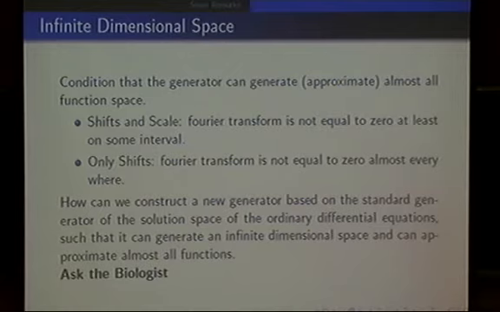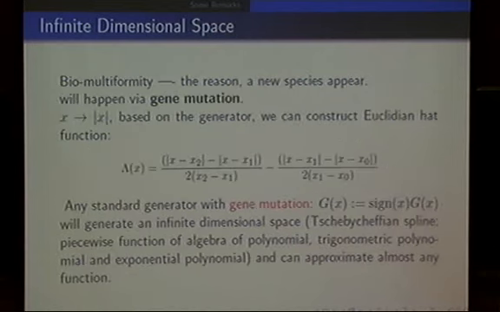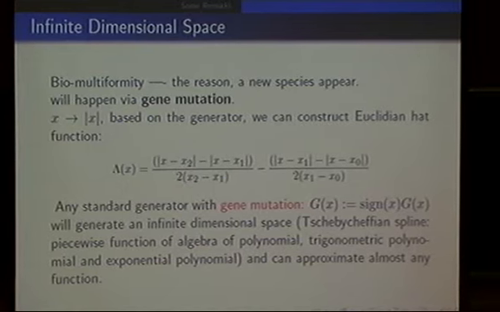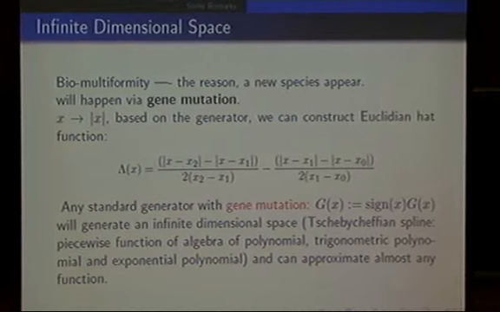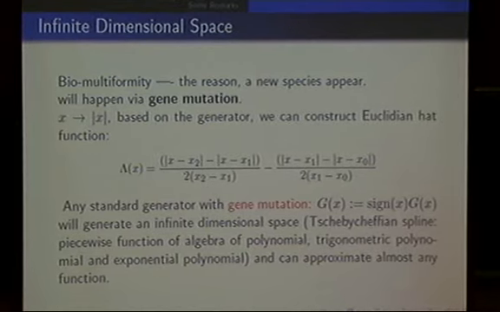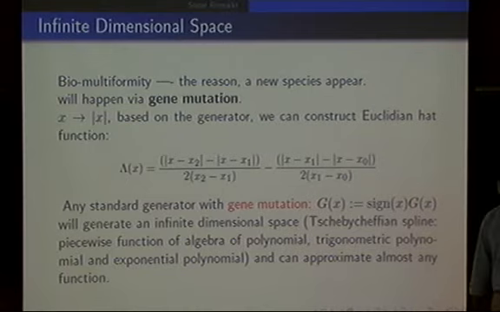How can we construct a new generator based on the standard generator of the solution space of the ordinary differential equations, such that it can generate an infinite dimensional space and can approximate almost all the functions? This time I asked the biologist. In biology, they have a concept called biodiversity. And this is the reason a new space appears. It will be happening via gene mutation.